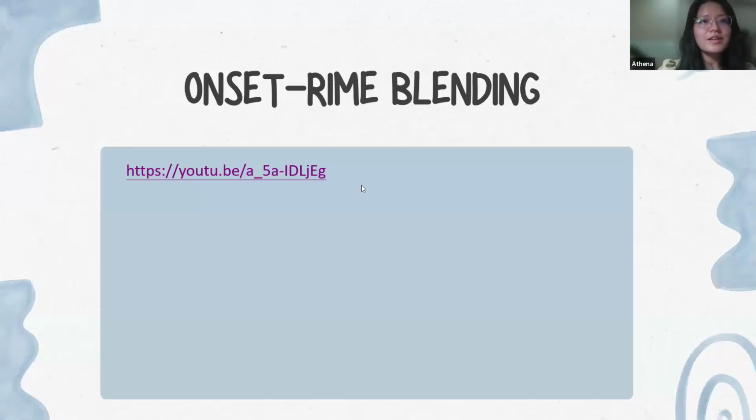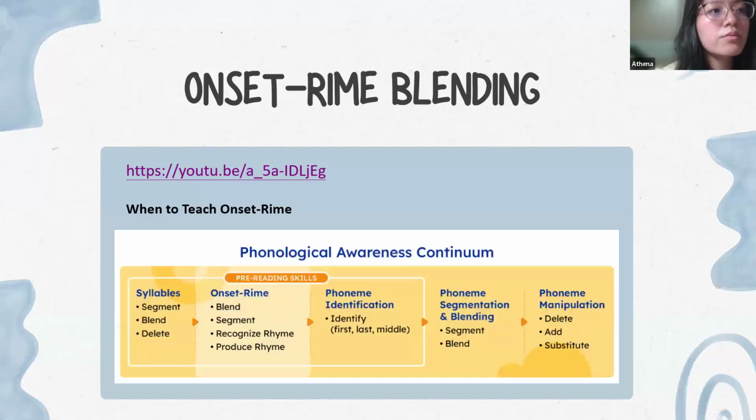That was a native speaker classroom. So we are going to talk about what we can do in our EFL classroom. Let's continue. When to teach onset and rhyme, we can take a look at this chart. Students need some background knowledge before onset and rhyme are really taught.